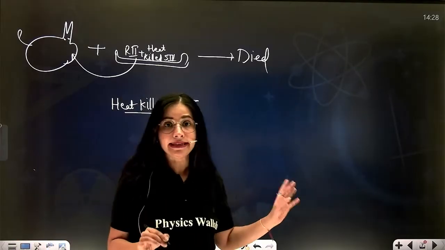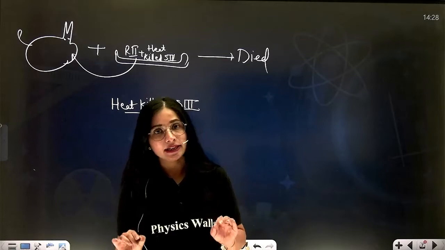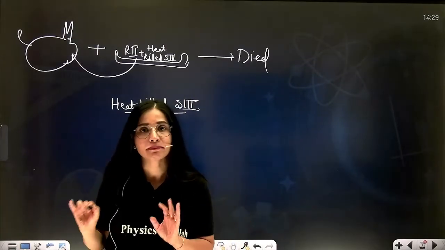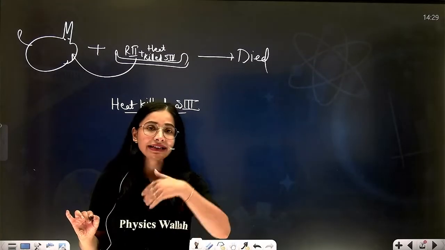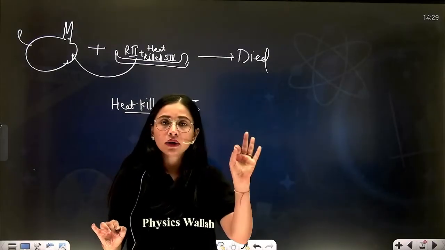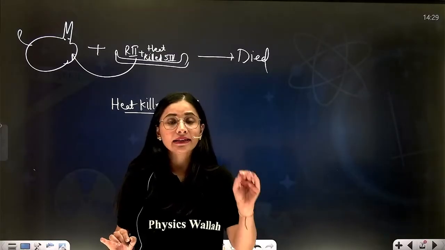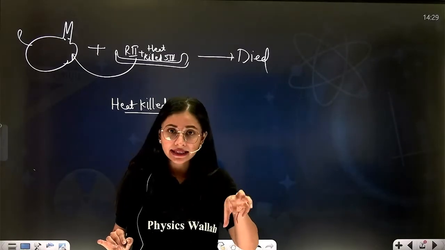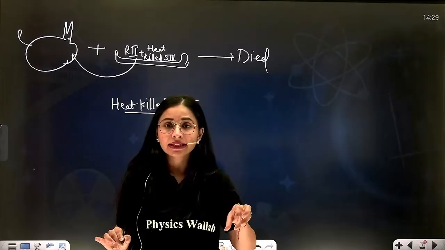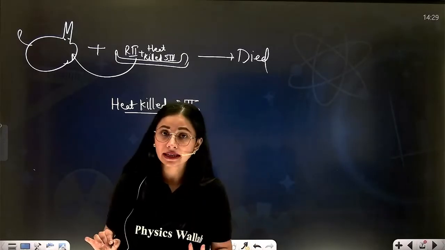Now heat killed S3, they don't have capsule, because the capsule got denatured due to the exposure of high temperature. Now this heat killed S3 is itself behaving as R2. So alone it cannot kill the mice. But this heat killed S3 has the genetic material, which is capable of synthesizing the same capsule protein again.